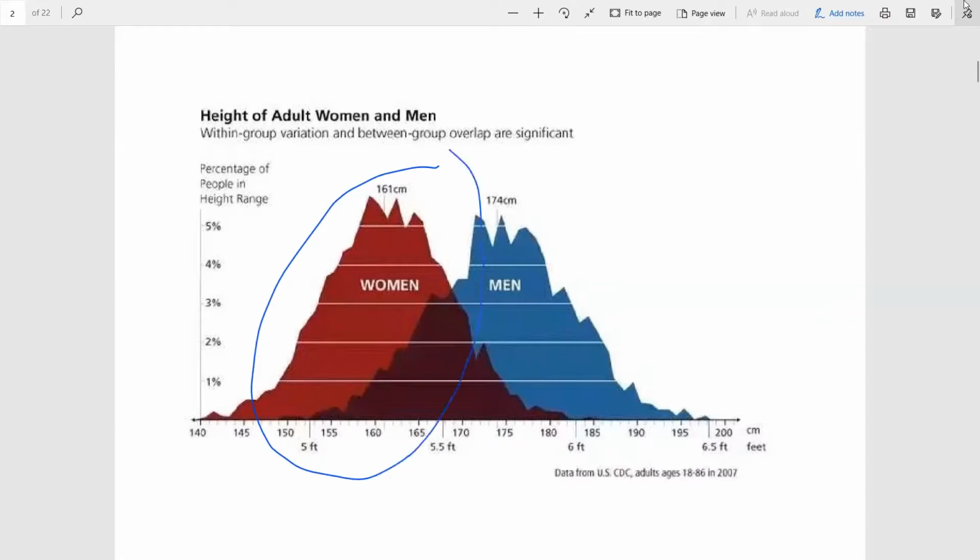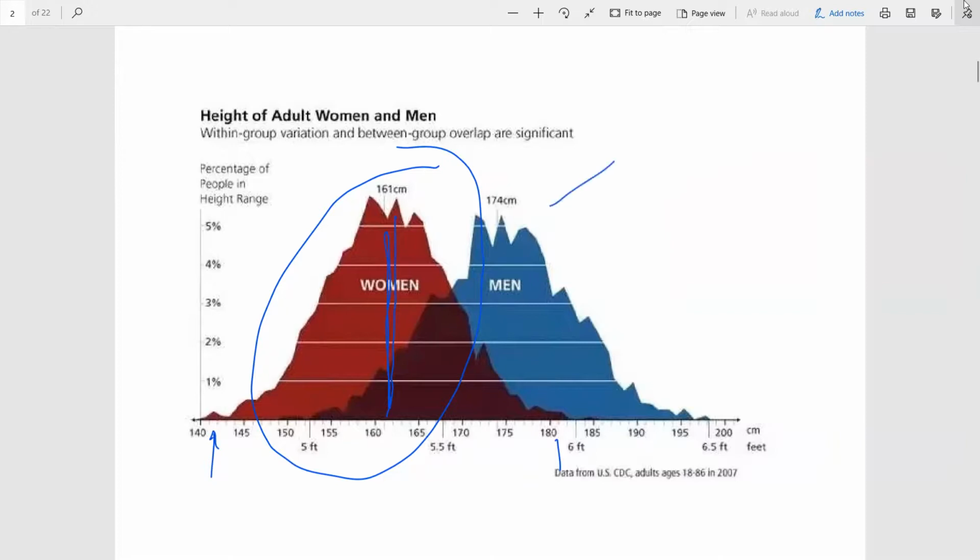For instance, for adult women, the mean or the sort of the midpoint would be about 5'3" or about 162 centimeters. But notice there's a large variation. You will see some that will get up to 180 centimeters and some as short as 140 centimeters.